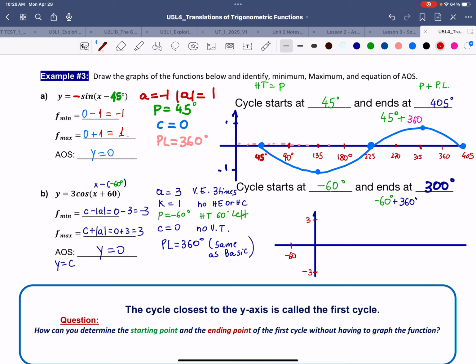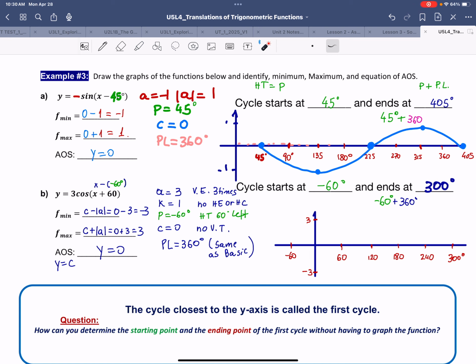Negative 60 degrees, that's a 0. So that means that's 60. And then I have 120. And then I have 180. And then another 60, 240. Another 60 is 300. And I think that's all I need because the cycle is ending at 300 degrees.